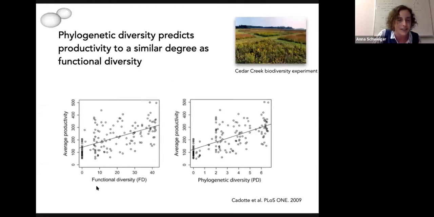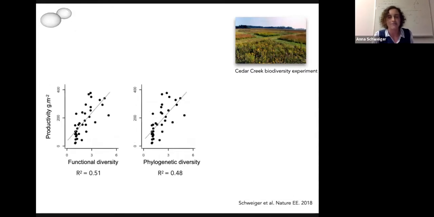So here we see that plots with high functional diversity show higher average productivity. The same is true when we look at phylogenetic diversity. Plots that have high phylogenetic diversity are on average more productive. During our Dimensions project, we were able to replicate Marc Cadotte's results using our own trait measurements and the newly compiled phylogeny. So both these metrics explain productivity to a similar degree.